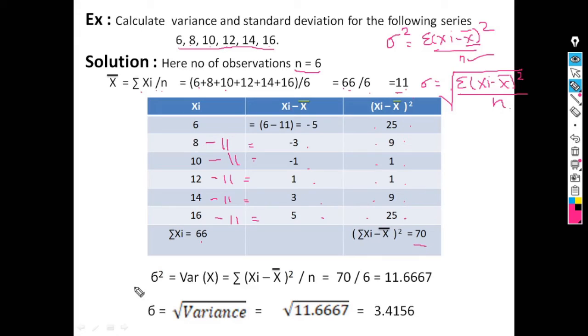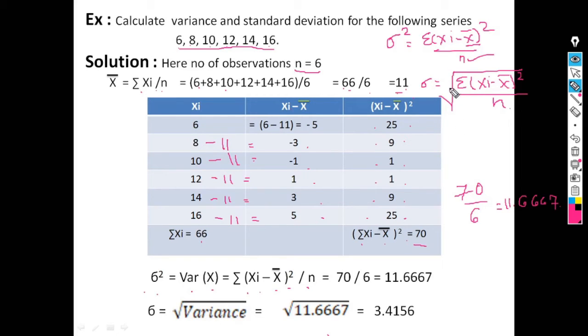So the variance, that is sigma square, the formula is: variance of x is equal to summation of xi minus x bar square divided by n. And summation of xi minus x bar square is 70 and n is 6. So 70 divided by 6 is equal to 11.6667.